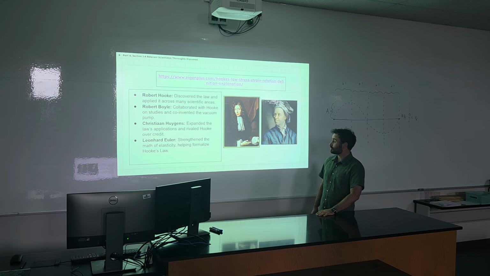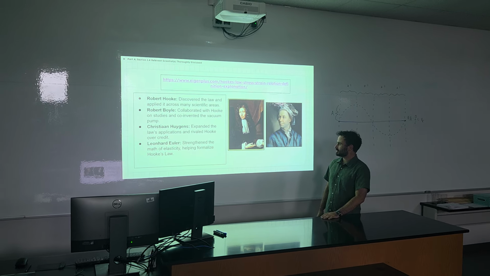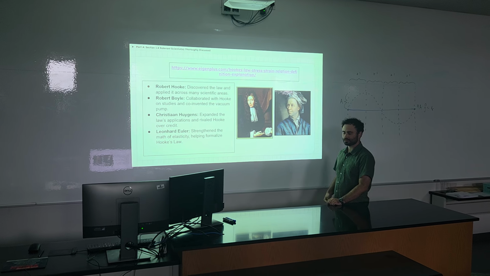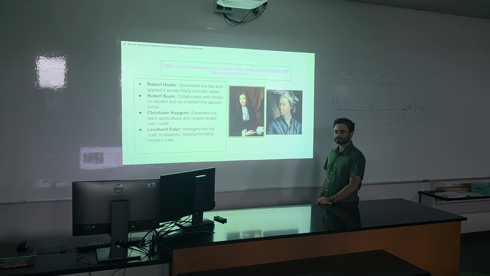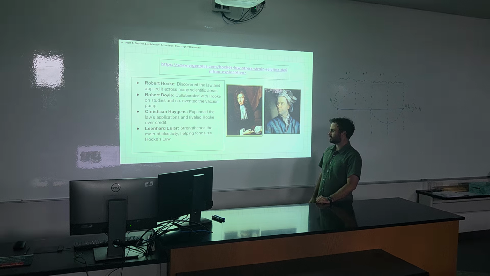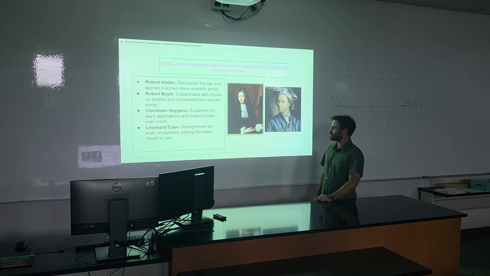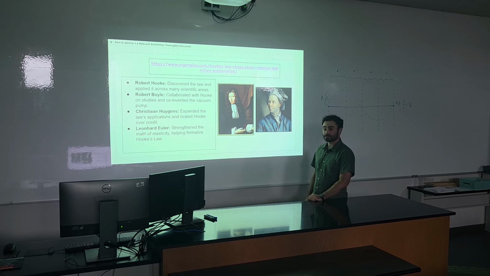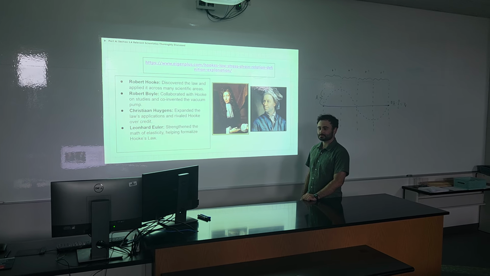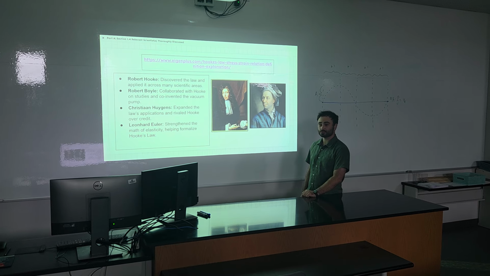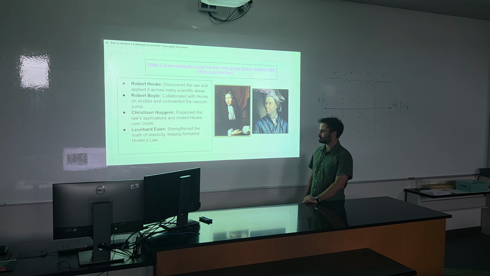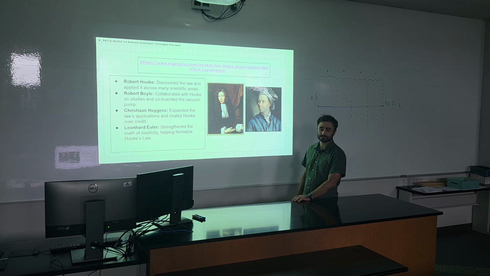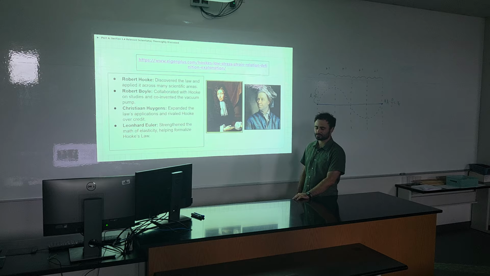Christian Huygens, he helped expand the other two gentlemen's discoveries. Leonhard Euler, these European names tear me up, but he was a genius mathematician, and I believe he's also credited with creating Euler's number as well. And this all goes back to Hooke's creations as he helped popularize them.